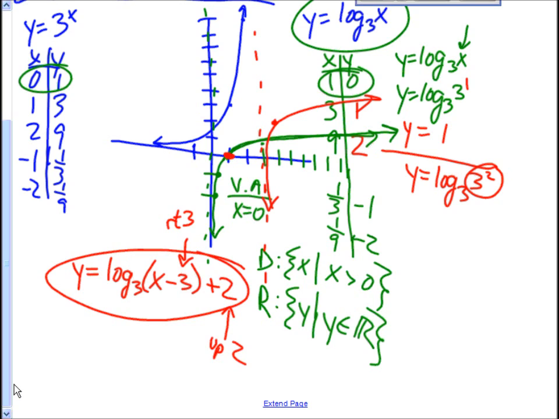So that's kind of how you take a look at graphing logarithmic functions. We'll do some of that in class, and we can ask some questions as well.